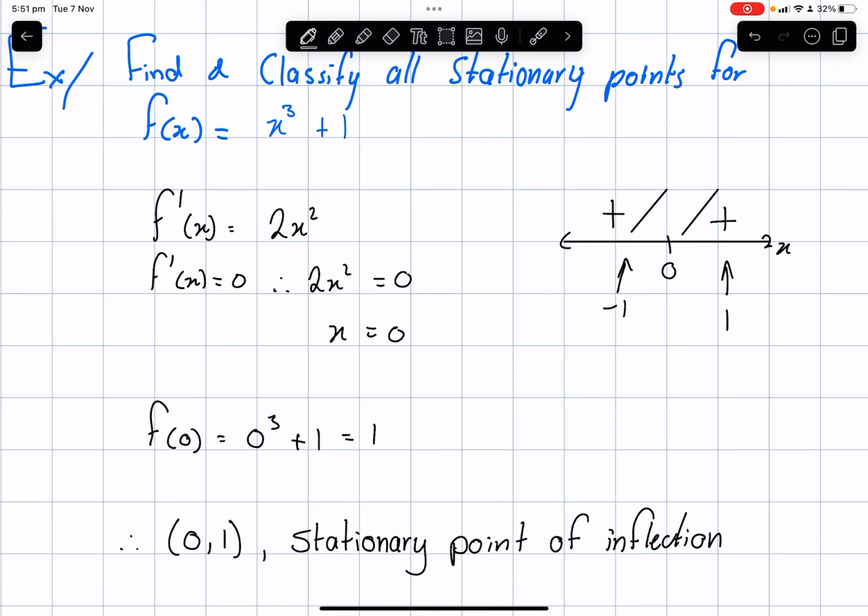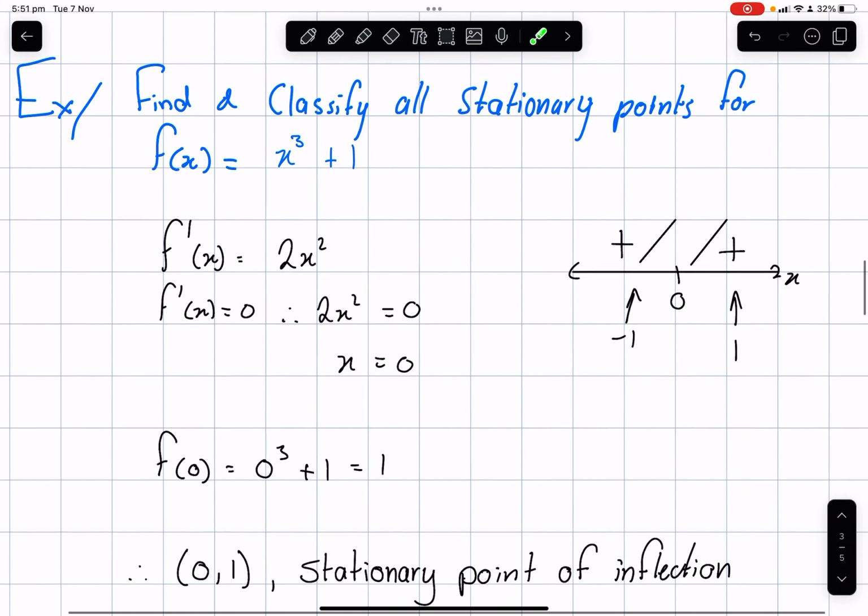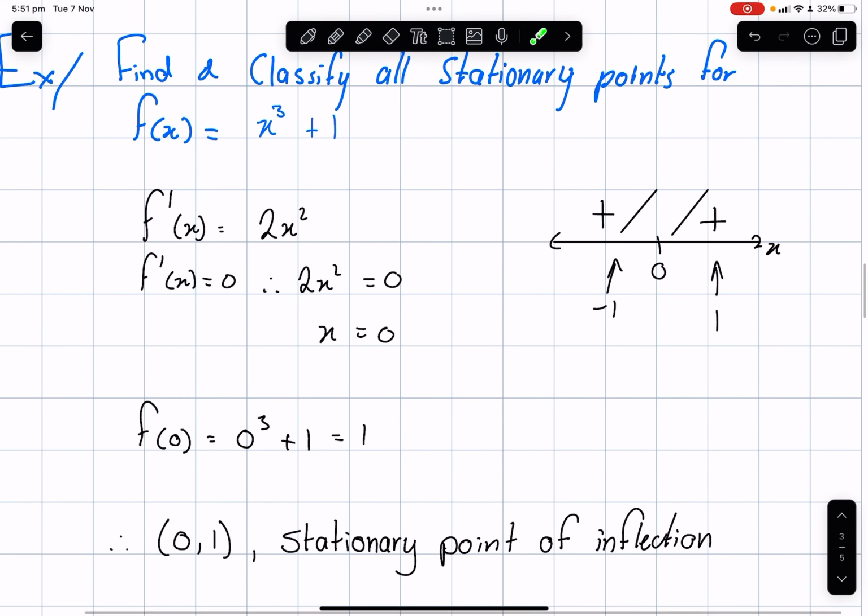Now, if it was a maximum, we'd do the exact same thing: find the coordinate, and we'd say that there's a maximum. Same thing for a minimum. Hopefully that helps a little bit with classifying stationary points. It's the same process as we did in the last video. We're just substituting those key x values back into my original function now.